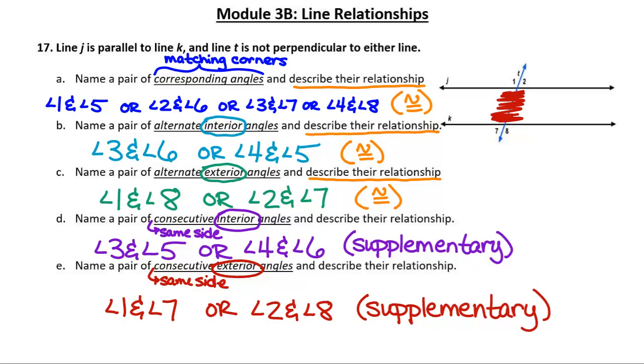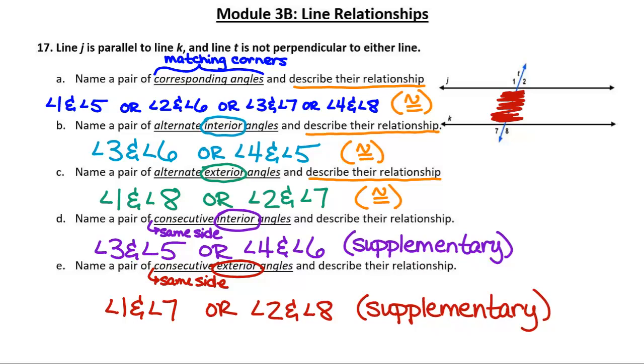If you see alternate, they're going to be congruent. If you see consecutive or same side, they're going to be supplementary. And then we have our corresponding angles, which are also congruent. But alternate angles, whether they're interior or exterior, will be congruent. Consecutive angles, whether they are interior or exterior, will be supplementary.